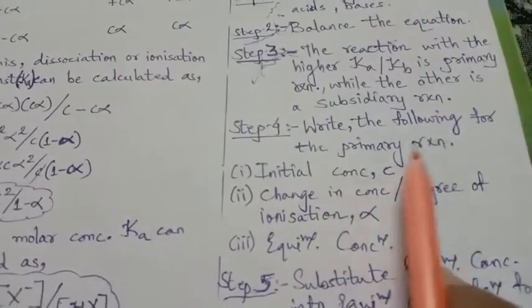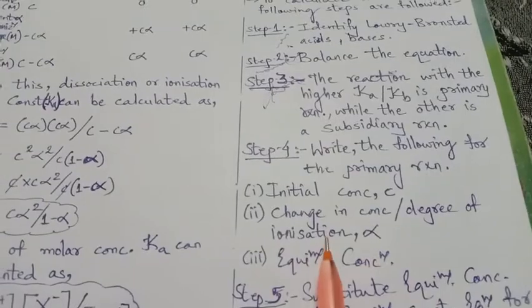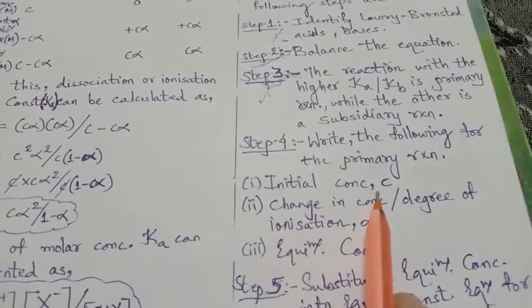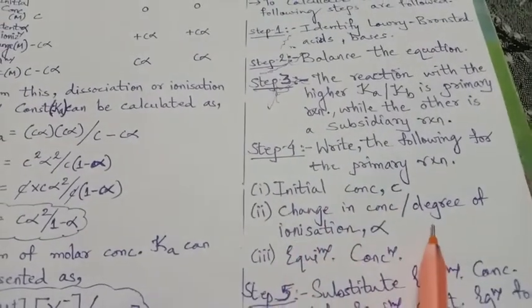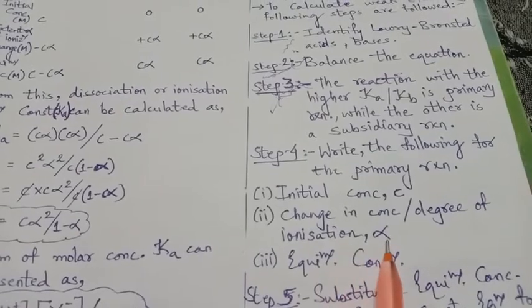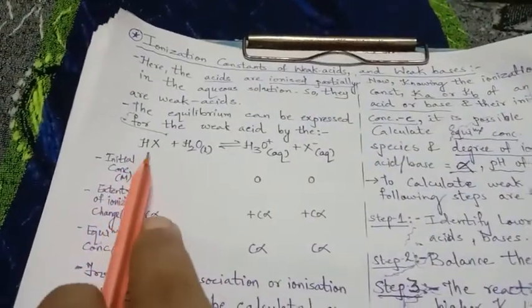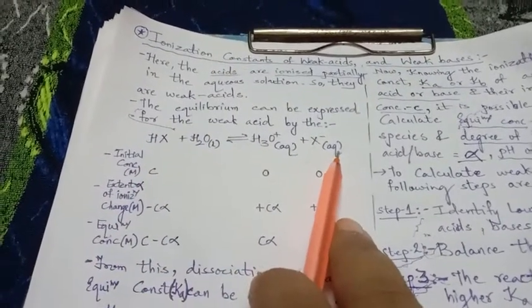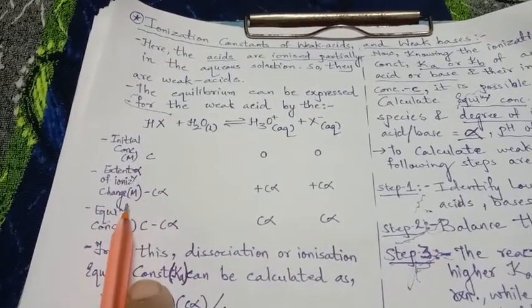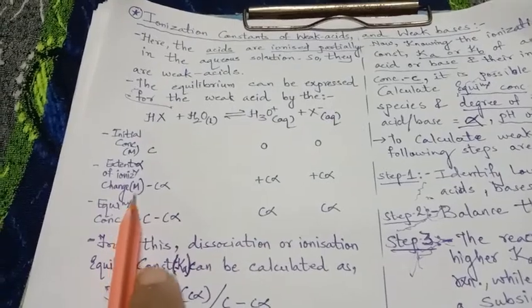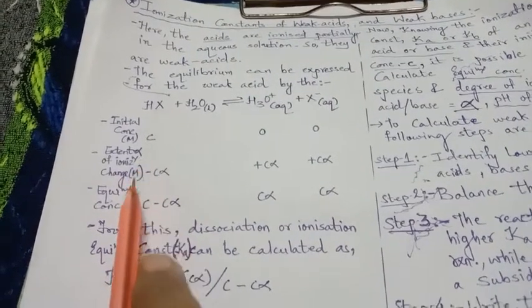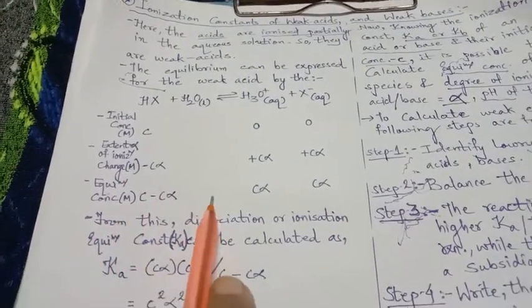The next step is to write the following for the primary reaction. That means write its initial concentration, change in concentration, that is degree of ionization, alpha, and equilibrium concentration, just as I have written. See, this is the equation I got, one of the reactions. Then initial concentration, change in concentration, that is degree, and equilibrium concentration, right?